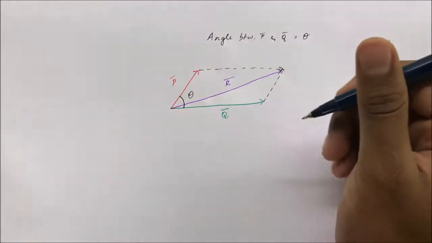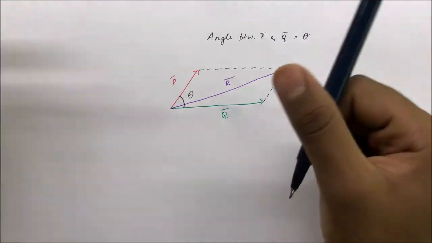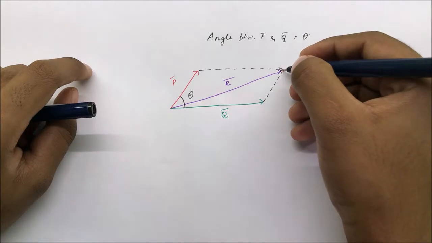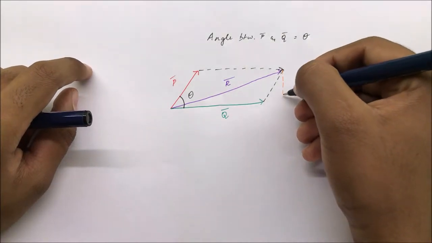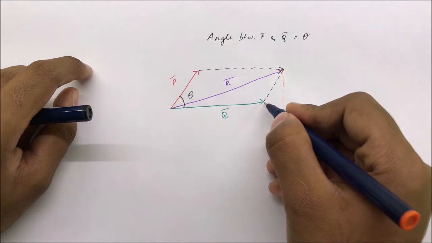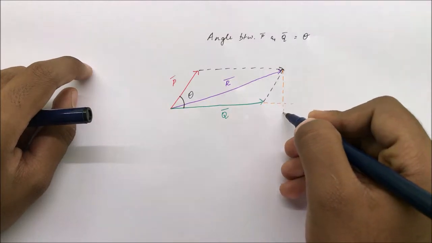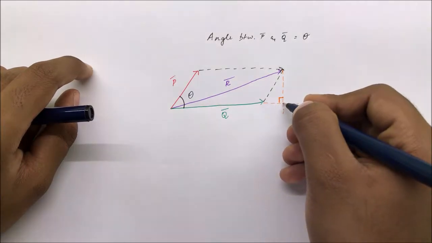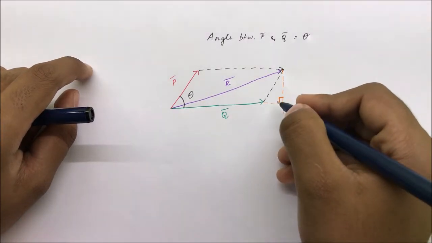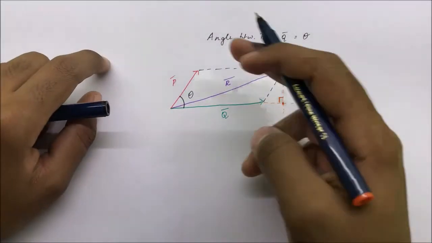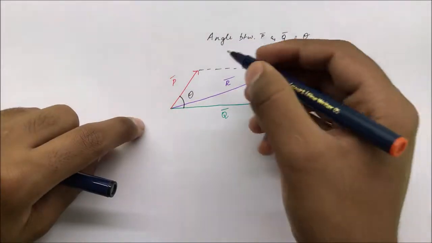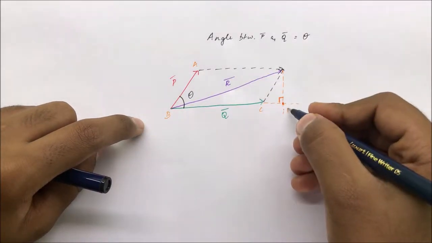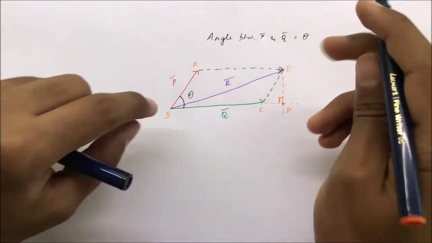The first thing that I would be doing over here is a small construction. I'm going to start off from this point and bring down a perpendicular, and I'm going to extend this vector like this. Now this is a 90-degree angle. This is the point of intersection and this is a 90-degree angle. Now I'm going to name all of the points. Let's say this is A, this is B, this is C, this is D, and this is E.